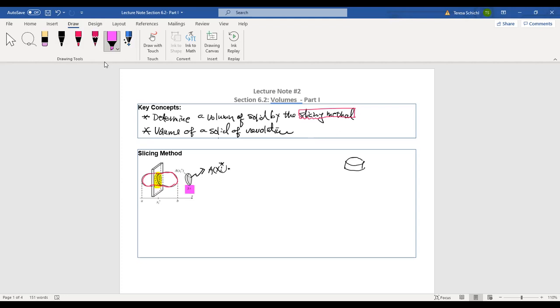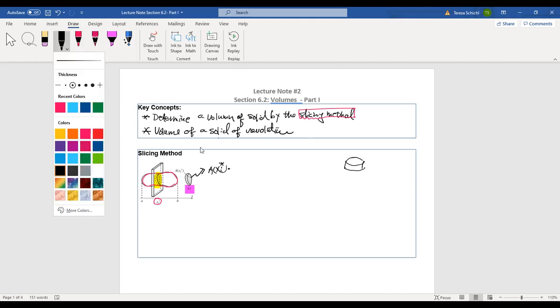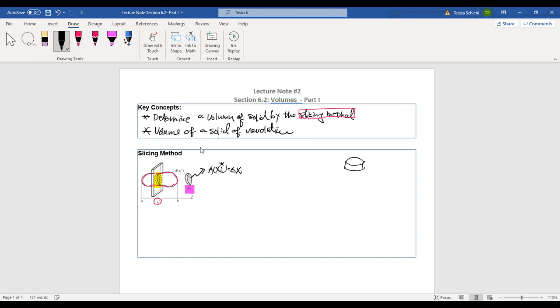That's why we cut little pieces here. The height of this little disk will be delta xi. So the total volume, if you continue slicing, is what? The total volume will just be the sum of all those little slices you cut.